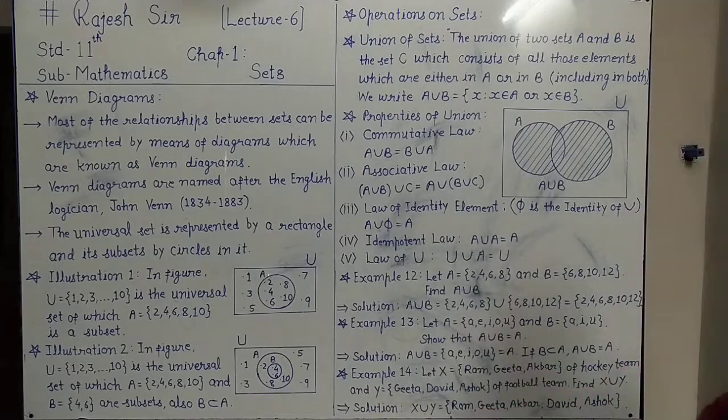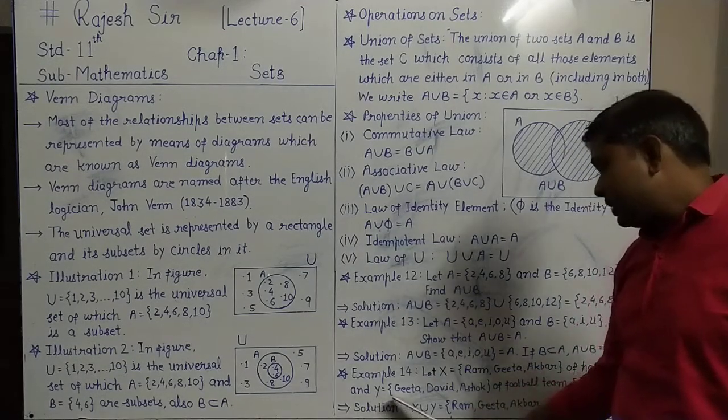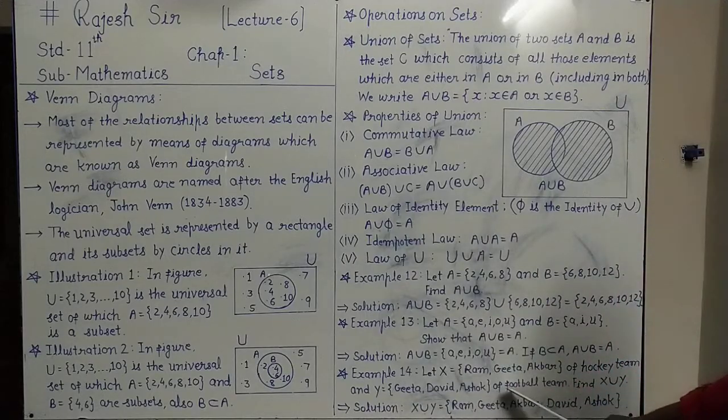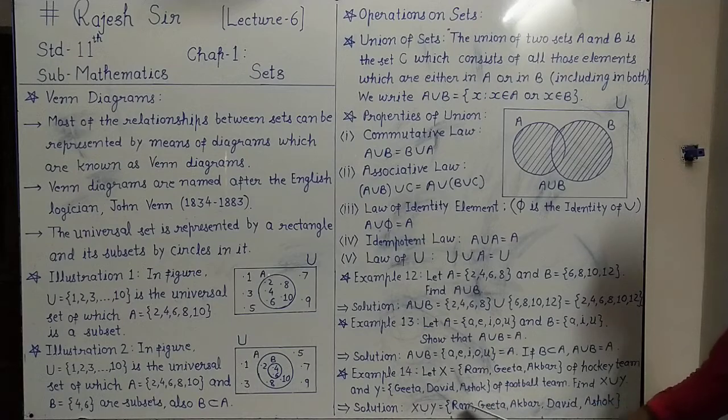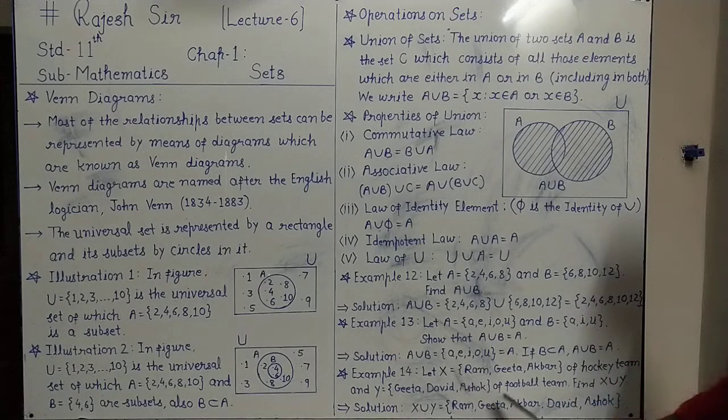Example 14: let X equals the set of Ram, Geeta and Akbar, hockey team players in any class, and Y equals the set of Geeta, David and Ashok, football team of that class. Find X union Y. So simple. Solution: X union Y equals, we have to take the set in which all the players must come from X as well as from Y, either from X or from Y or in both. All the names you have to write.